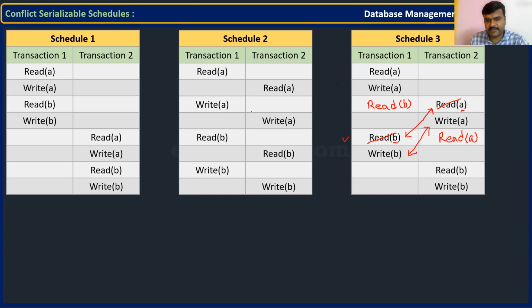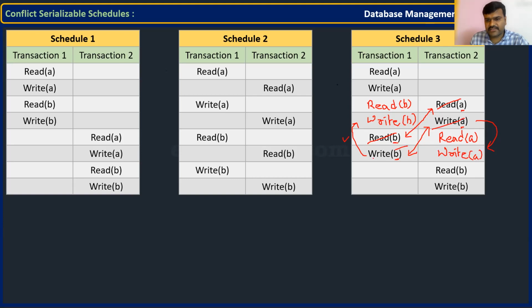We will see the meaning here also. Now these two, here also write A, write B. Their data items are different. You can swap them. I can bring this one to here, that is write B, and I can bring this one to here, that means write A.